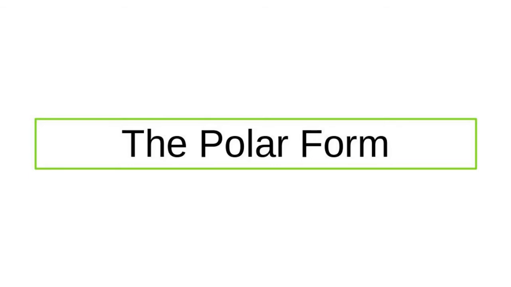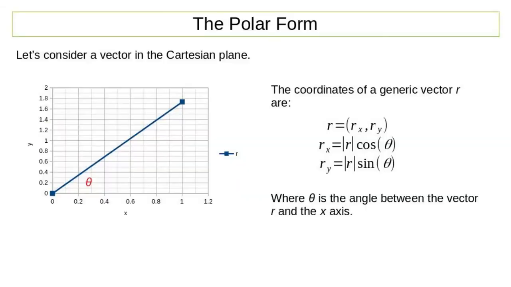In this section we will see how to represent a complex number in its polar form, and which are the advantages we can get from this representation. To start, let's consider a vector in the Cartesian plane, a generic vector r, which forms an angle theta with the x-axis. It will have coordinates rx and ry equal to the modulus of r times the cosine of theta, and the modulus of r times the sine of theta respectively.